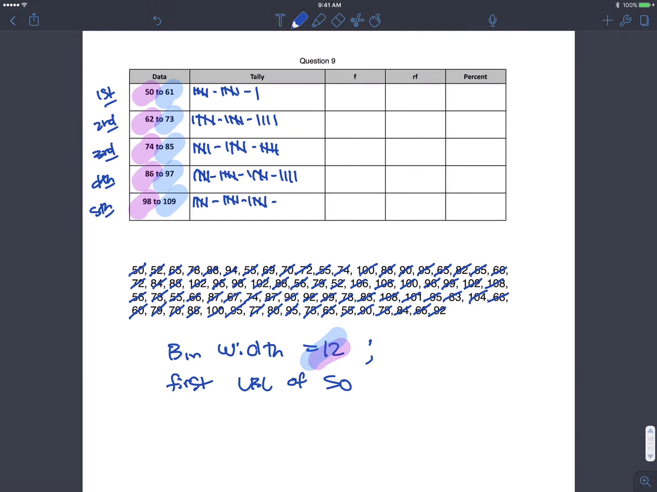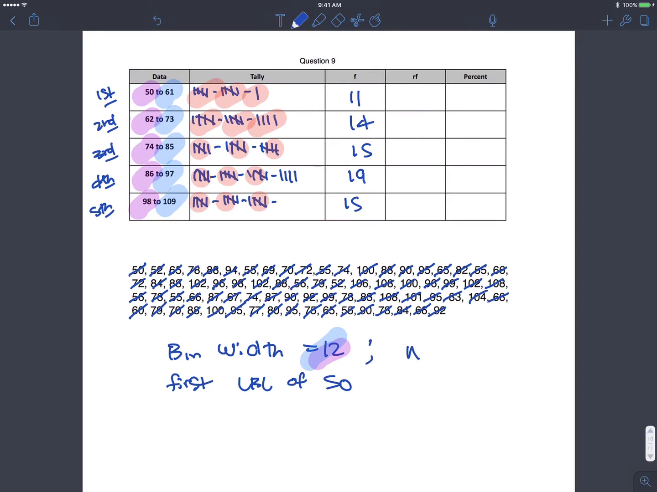Let's look at these frequencies. Again, we get 5, 10 plus 1 is 11. 5, 10 plus 4, 14. 5, 10, 15. 5, 10, 15 plus 4 is 19. Again, 5, 10, 5 is 15.